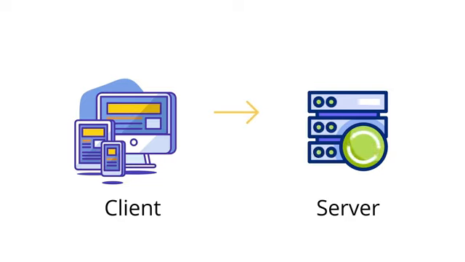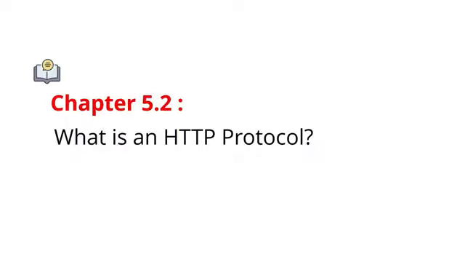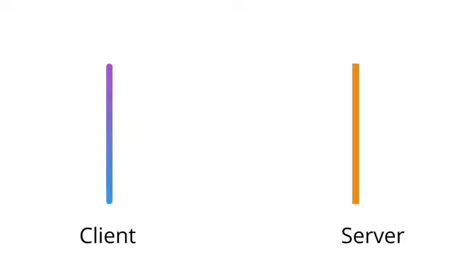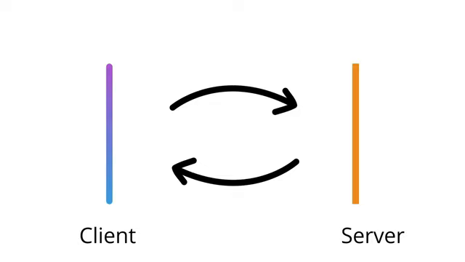It listens to your request, processes your request, finds the information you're asking for, and sends it back to your device. But then, what's an HTTP protocol? Let's talk about HTTP, which is the protocol, or the set of rules, used by clients and servers to communicate. The client opens a connection and requests data from the server. The server processes the request, sends back the data, and then the connection closes.